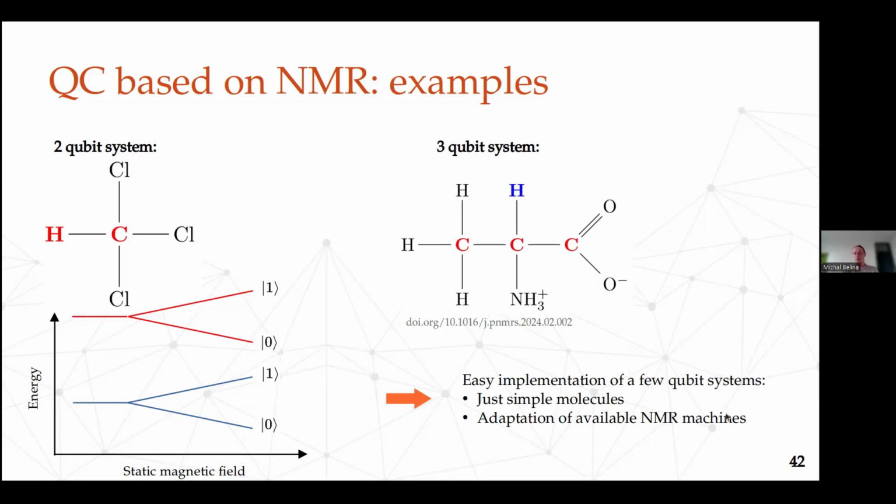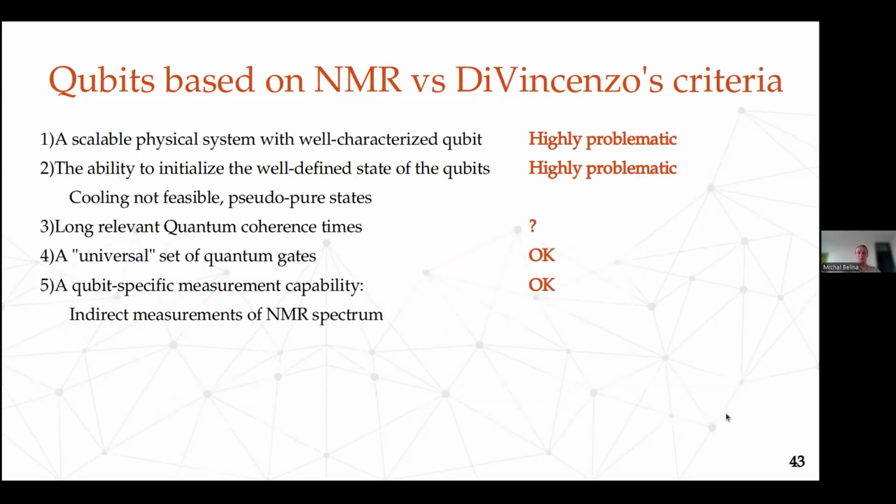It's nice, but the scaling up is really problematic. And here are again the DiVincenzo criteria. There might be a way to scale it up in the same way as with the single ion magnets, but I haven't found a study which does this. So yeah, it's highly problematic.